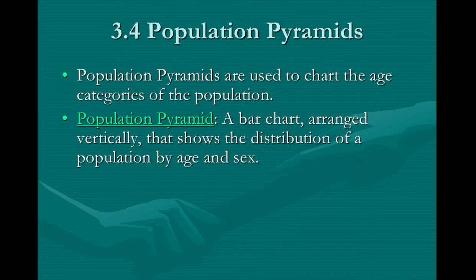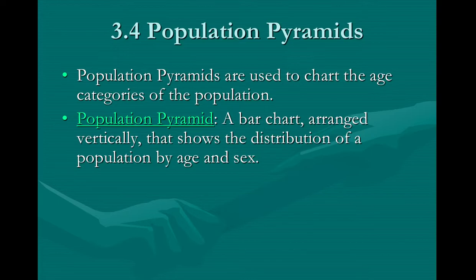So here is a definition of a population pyramid. A population pyramid is a graph that is used to chart the age categories of the population. It is a bar chart. It is arranged vertically, which means side to side, and it shows the distribution of a population by both age and sex, whether male or female.